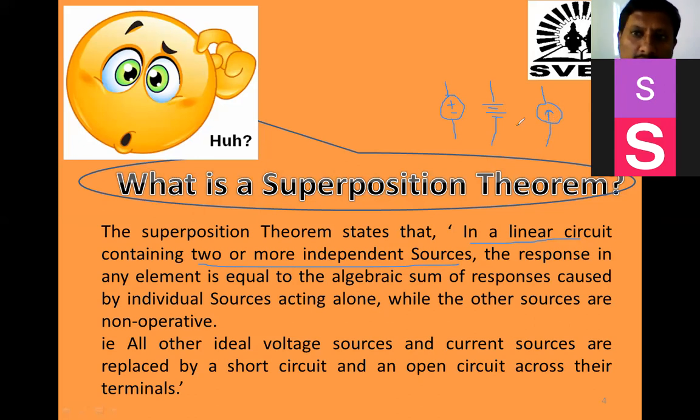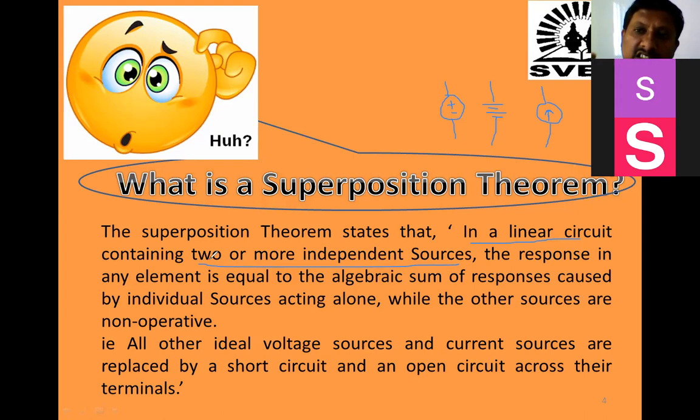So these all three are called as what? Independent sources. If these sources are present, then we have to count how many are there. But minimum 2 should be there. Minimum 2 independent sources should be there in a linear circuit. Then you can apply the superposition theorem.